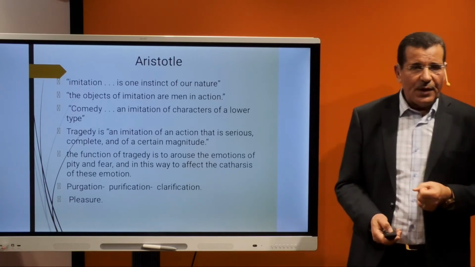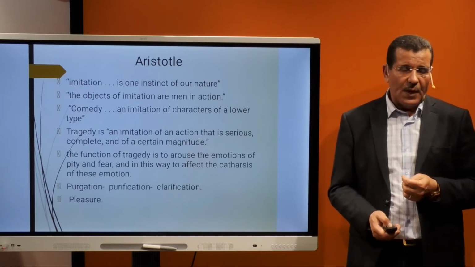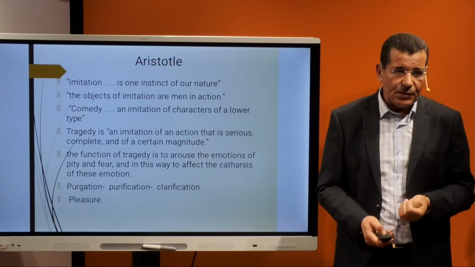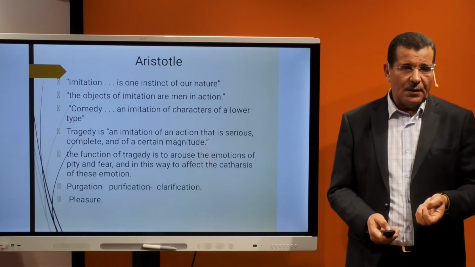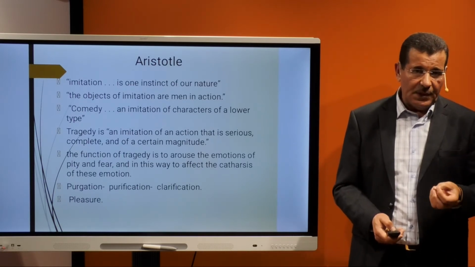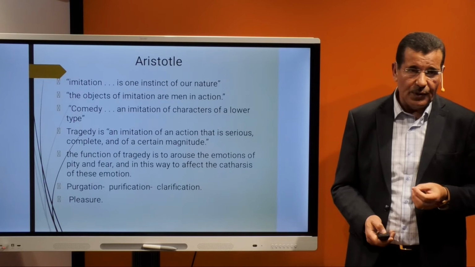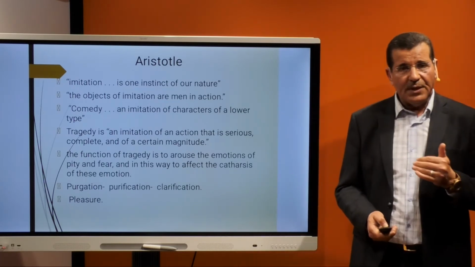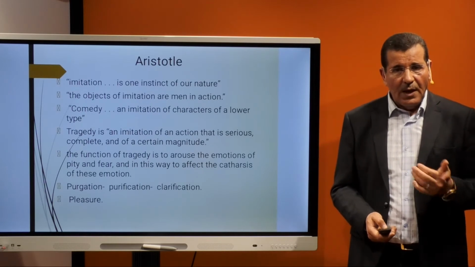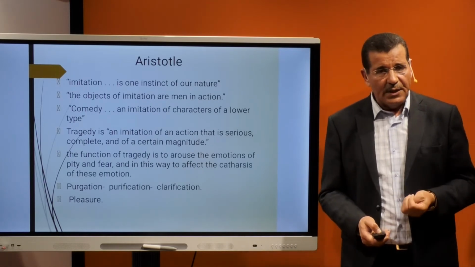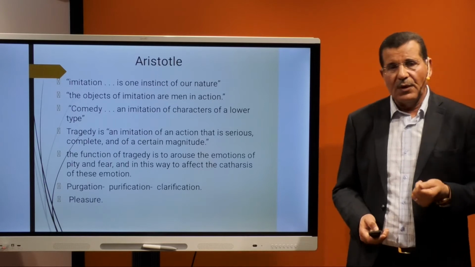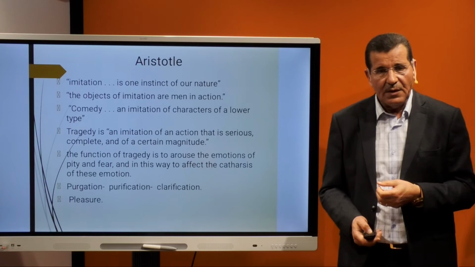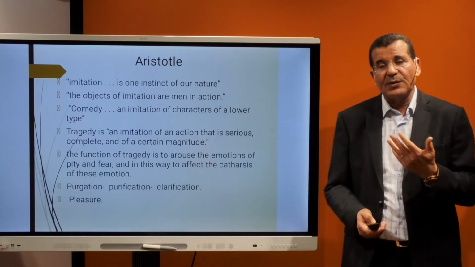Seeing these points by Plato, when he objects to art, Aristotle, on the opposite, defends art and says that imitation is very important because it is one instinct of our nature. And the object of it is man in action. For him, comedy is an imitation of characters of a lower kind, while tragedy is an imitation of action that is serious, complete, and of a certain magnitude.